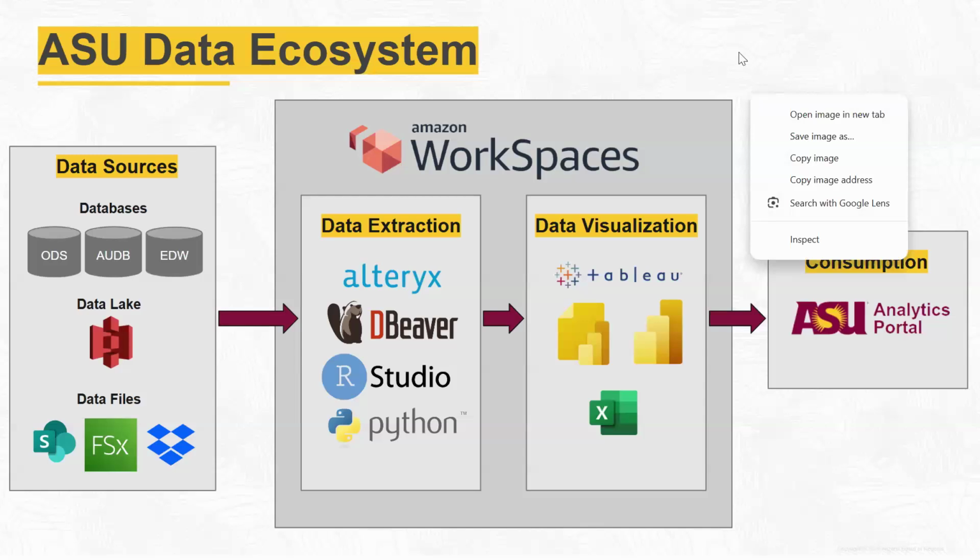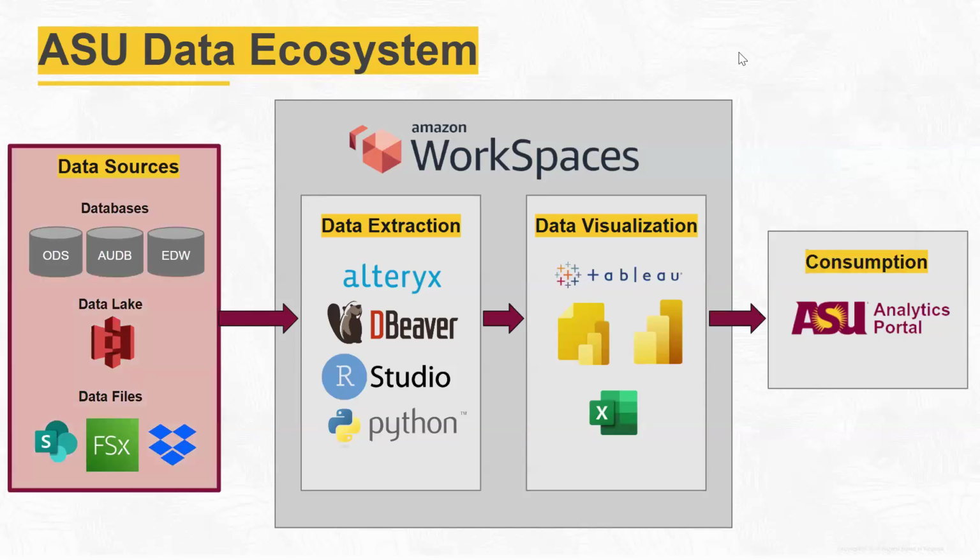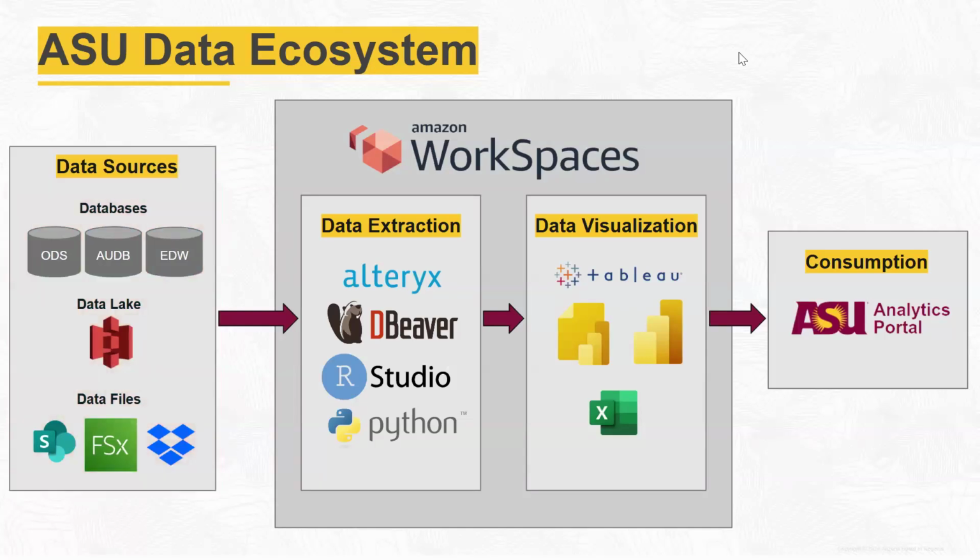So kicking off, here's our data ecosystem at a high level. For our ecosystem, it really comes into four main categories. Data sources, like our databases, data lake, and data files, which we'll be getting into a little bit later, data extraction, data visualization, and finally, consumption to our end user.